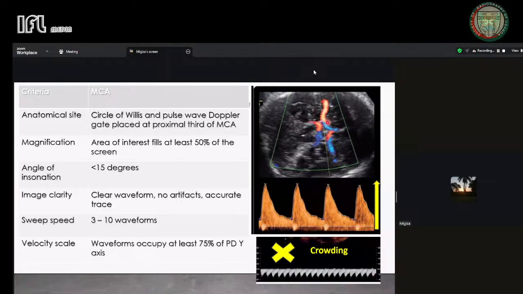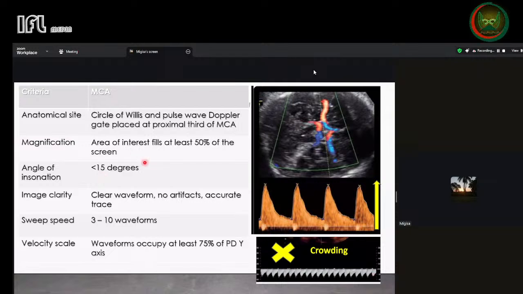It also includes placing your Doppler gate in the right position, like I said, in the proximal third of the MCA. And then also you want to make sure that the image is big enough. It fills at least 50% of the screen. So you either magnify it or you decrease the depth so that you can have a bigger image. Still for detail, you don't want to have a very small image, then you start fidgeting for where to put your gate. Then the angle of insonation, we say as close to 0 as possible.